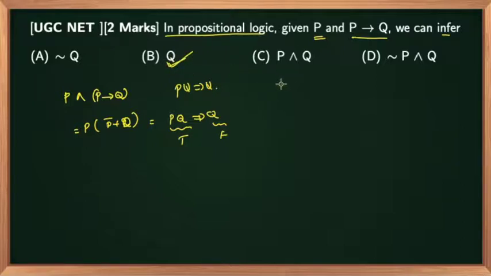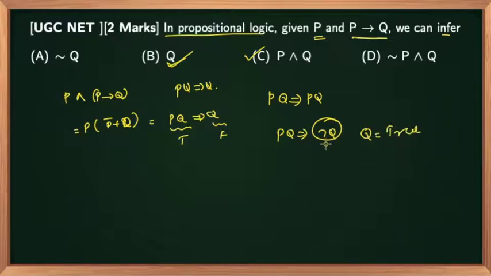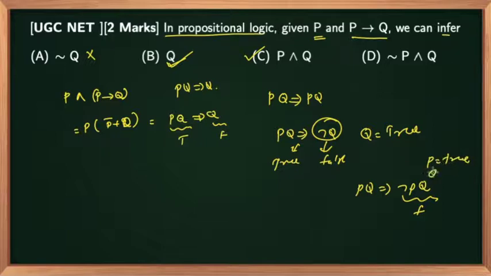Also, PQ implies PQ, that is choice C, should also be true. So B is true, C is true. Then choice A, PQ implies not Q. This is not correct, because you can have Q equal to true, then not Q will be false, but PQ can be true. So choice A is not correct. Choice D, PQ implies P bar Q, is also not true. You can have false here, assuming P is true and Q is true, but you can have true here. So D is wrong. So the answer should be both B and C.